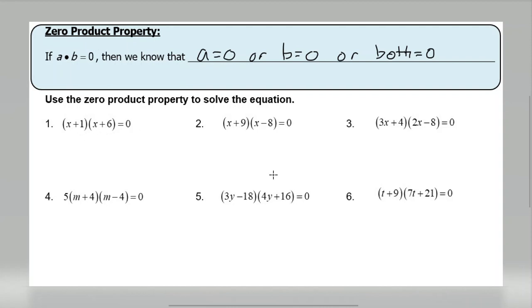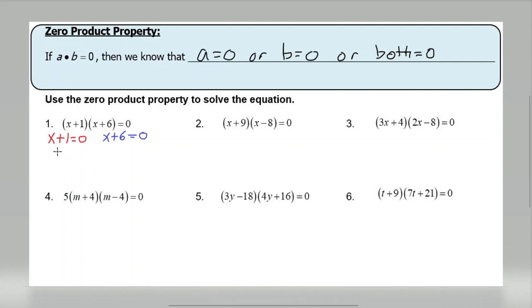All right? So we can use that zero product property to solve these types of equations. Since I know that one of these has to be 0, I can set them equal to 0 and solve for x. So in this example, I have (x + 1)(x + 6) = 0. So what I do is I separate these two out, like this: x + 1, and I'm going to set it equal to 0. And I can also set this x + 6 and make that equal to 0. And then I solve these to find my answers. I want to solve for x.